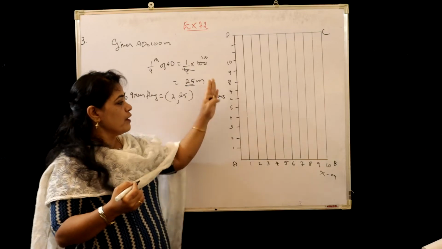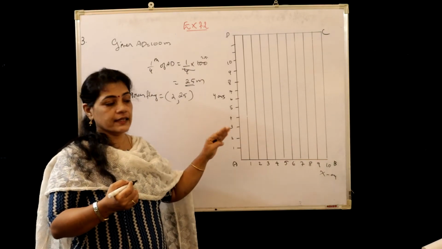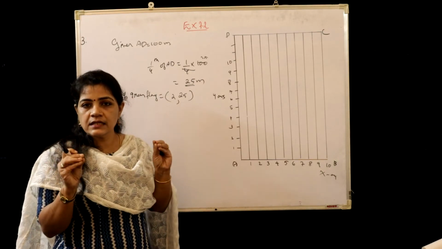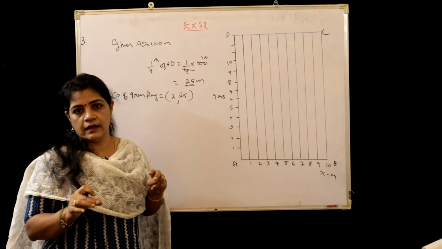Here the flower pots are placed at a distance of 1 meter each. This is the way to get the coordinates of the green flag.